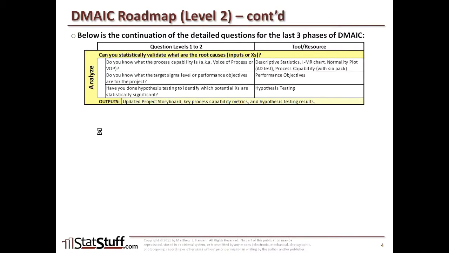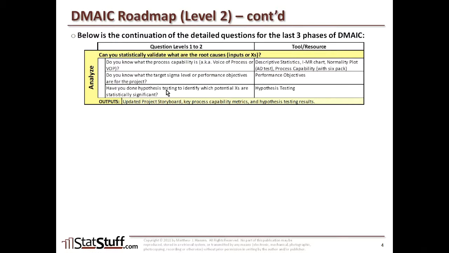At the analyze phase, this is where we're going to ask that top level question, can you statistically validate what are the root causes, or those inputs or X's? Again, if we cannot answer yes to that one, then we go into the sub-layer questions within the analyze phase. Do you know what the process capability is? And then you would ask yourself, do you know what the target sigma level or performance objectives are for the project? And then finally, you'd ask yourself, have you done hypothesis testing to identify which potential X's are statistically significant?